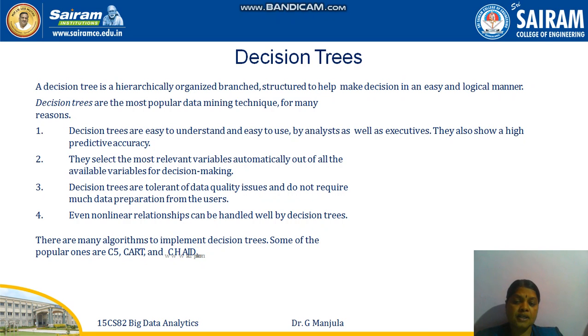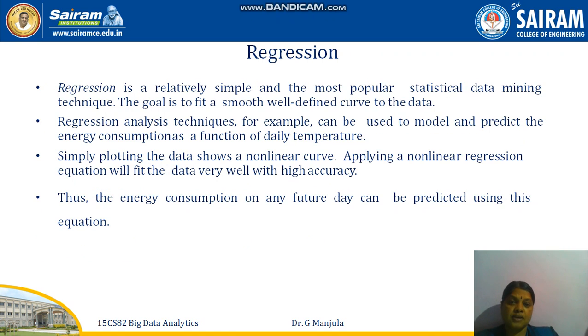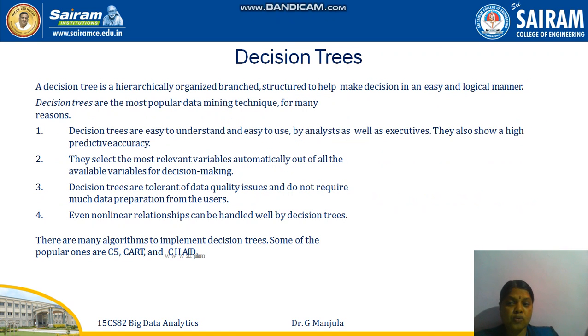That means even non-linear relationships can be handled well by decision trees. Decision trees are tolerant of data quality issues and do not require much data preparation from the users. They select the most relevant variables automatically out of all the available variables for decision making. So this is called supervised learning. How is it selecting?